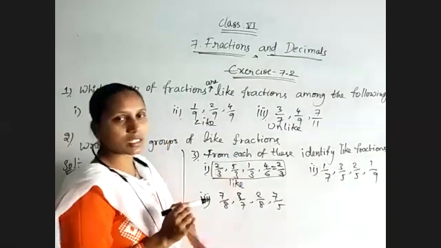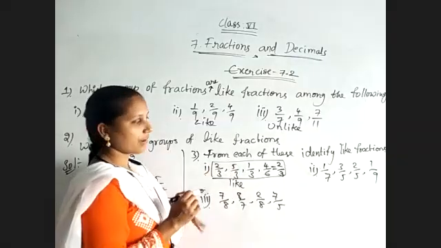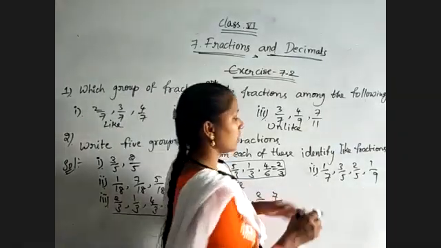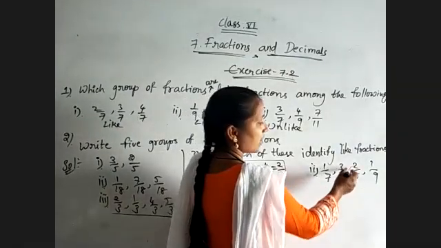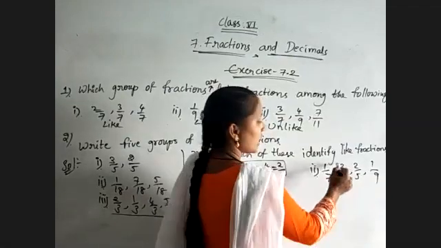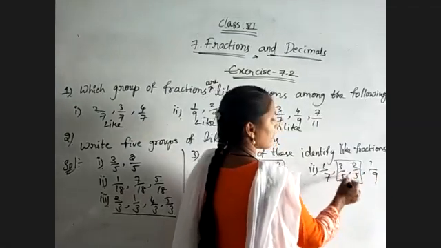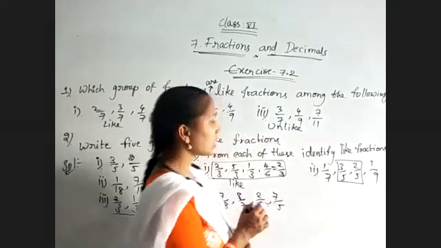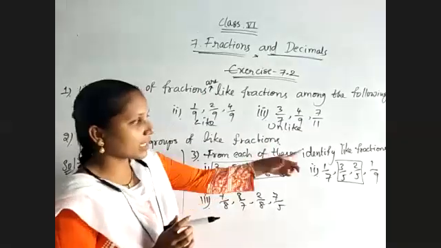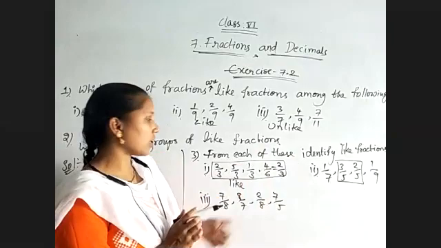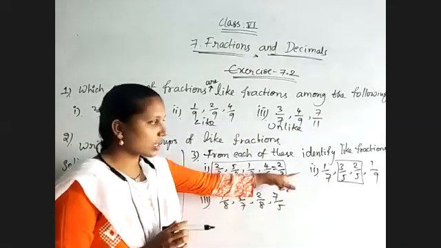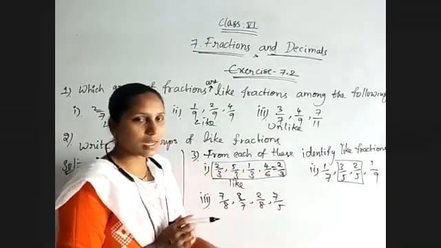Okay, all the four fractions are like fractions. Coming to the second one, 1 by 7, 3 by 5, 2 by 5, 1 by 9. Here only these two fractions have 5 as the denominator, so those two are like fractions. Identify the like fractions from each group, they are telling. So these four are like fractions. Coming to this one, only two fractions are like fractions.